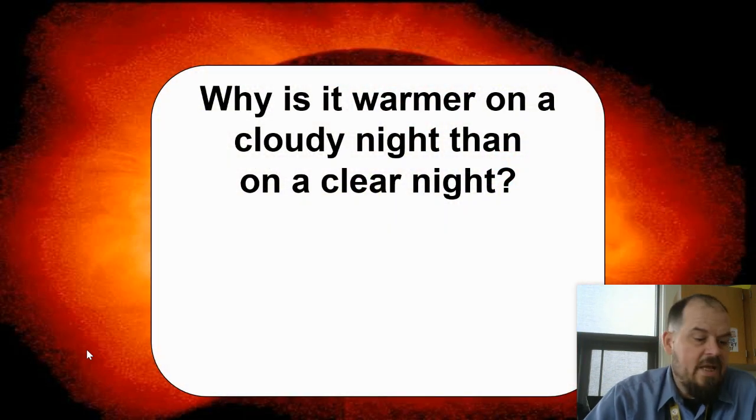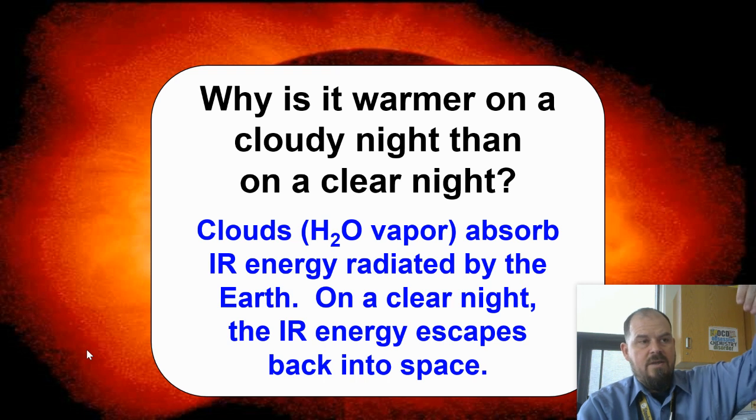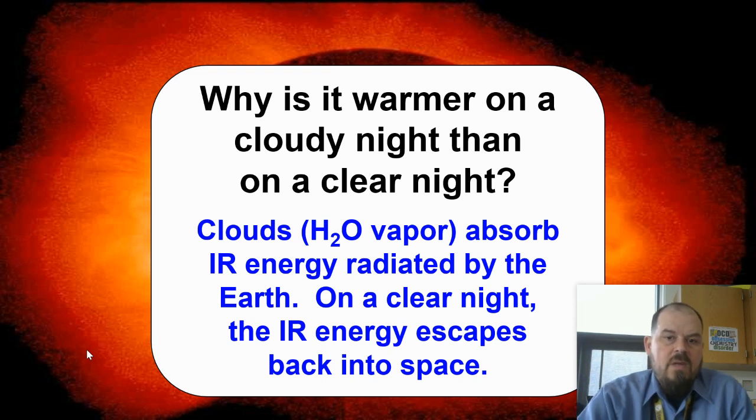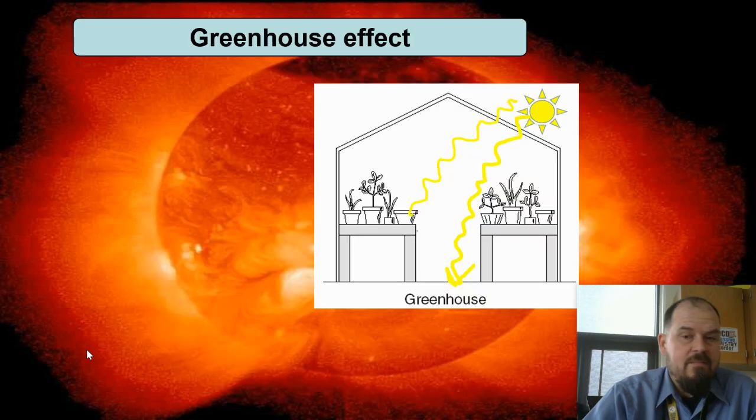And now we're going to get into the actual greenhouse effect. It says, why is it warmer on a cloudy night than on a clear night? Well, because the water vapor is going to absorb the infrared radiation. On a clear night, it's going to escape back into space. So it comes down through, bounces back up, and that's when the clouds start absorbing it and keep it there. On a clear night, it's allowed to escape and it doesn't get quite as hot.